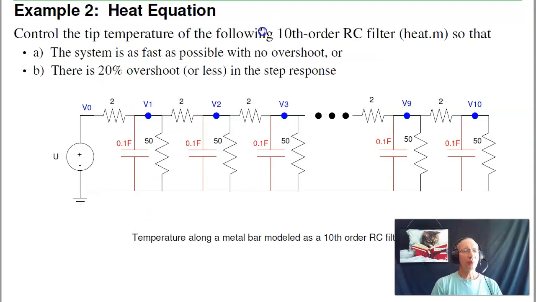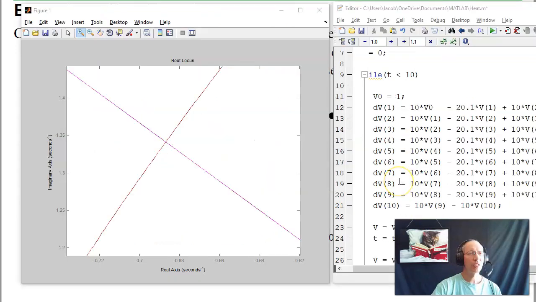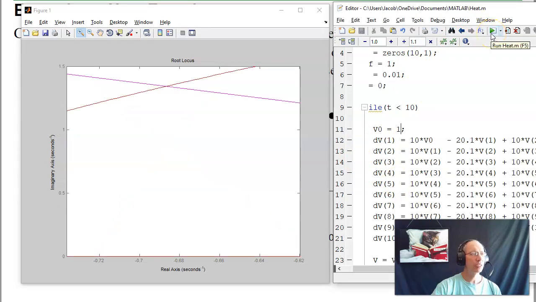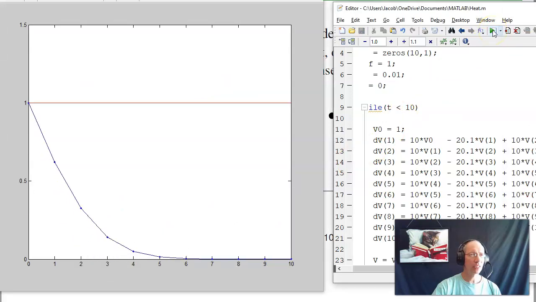Okay, so that's one example. Let's do a second example. Let's take the heat equation, which we looked at a little bit before. I've got a 10-stage RC filter. If I make the left point 1, this is the step response. The left endpoint is 1, and you can watch the temperature or voltage propagate down to the right.